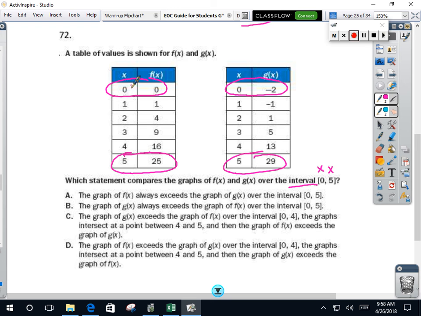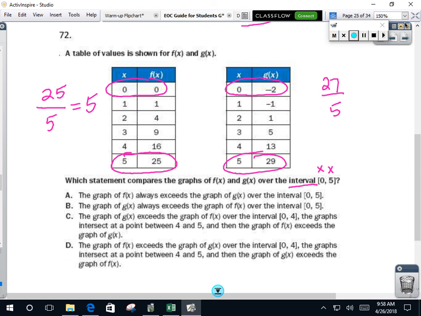Well, let's look. For the f of x, when you went from 0 to 5, what did the f of x do? It went up 25, right? So that would be an increase of 25 over 5, which would be 5, correct? Over here, when it went from 0 to 5, so that's the run. X values are always the run, remember. The rise would have been from negative 2 to 29, which is a rise of 27. What's 27 over 5? 5.4.